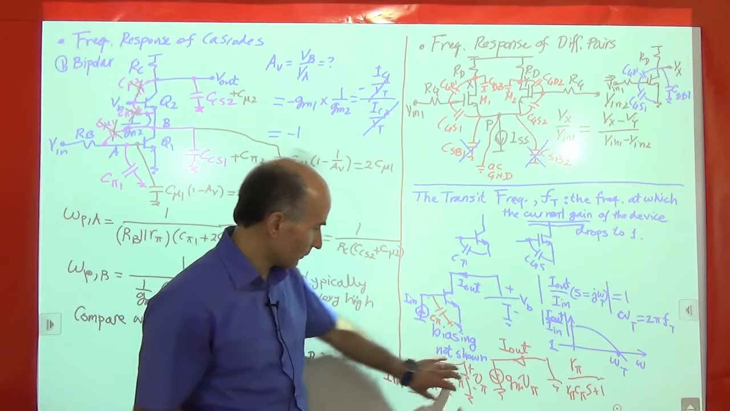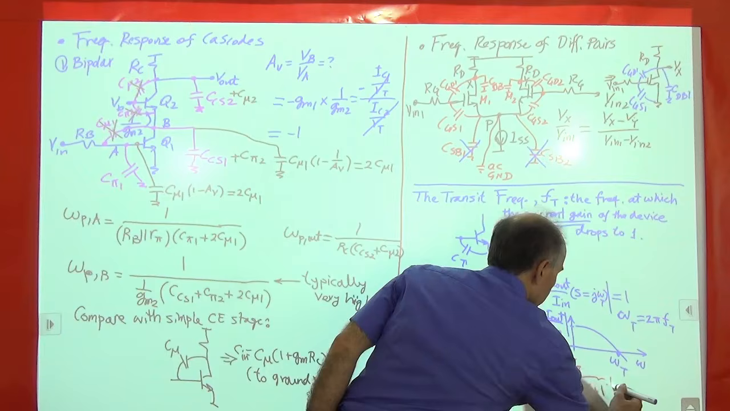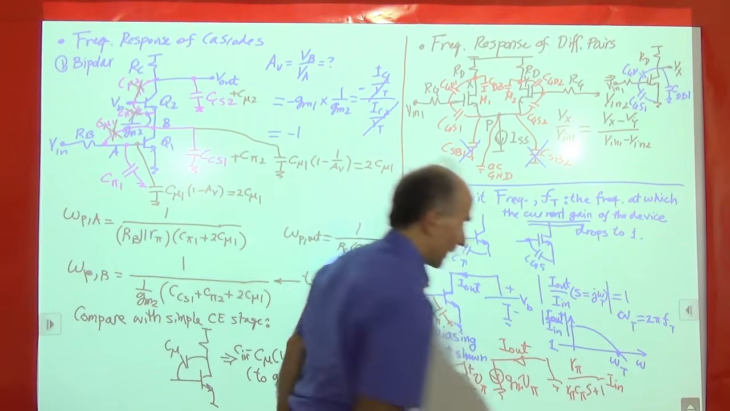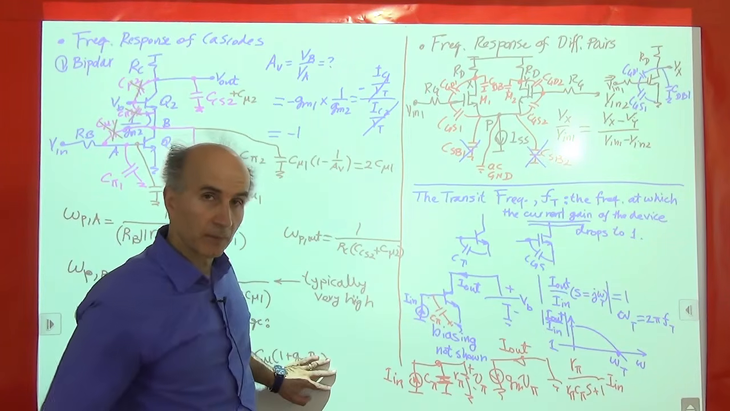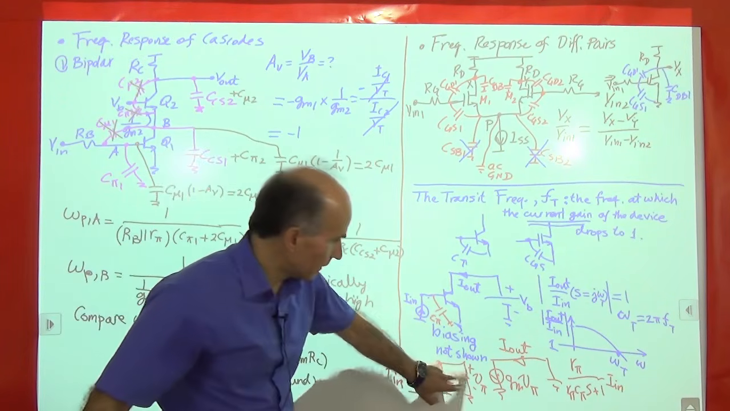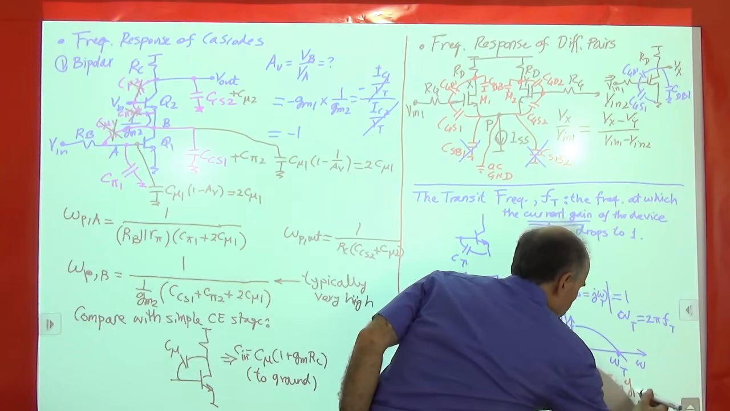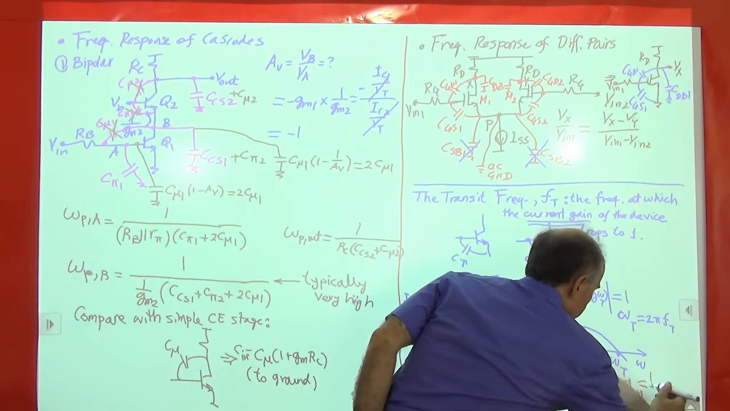I in is multiplied by this impedance to give us V pi. So I will multiply this by I in, and that gives me V pi. V pi is multiplied by Gm to give me this current. So I multiply this by Gm, and that gives me I out.